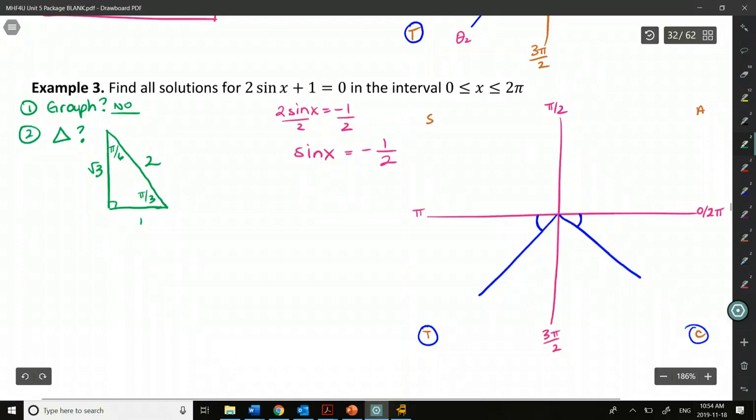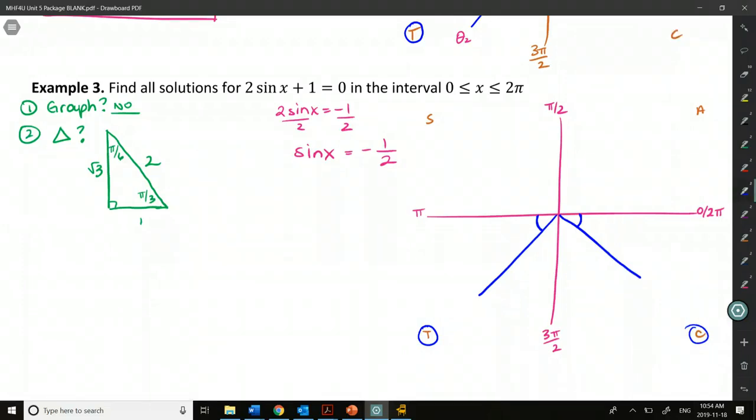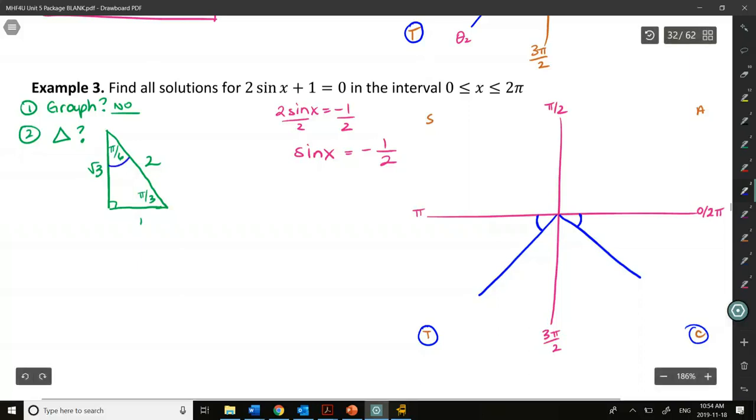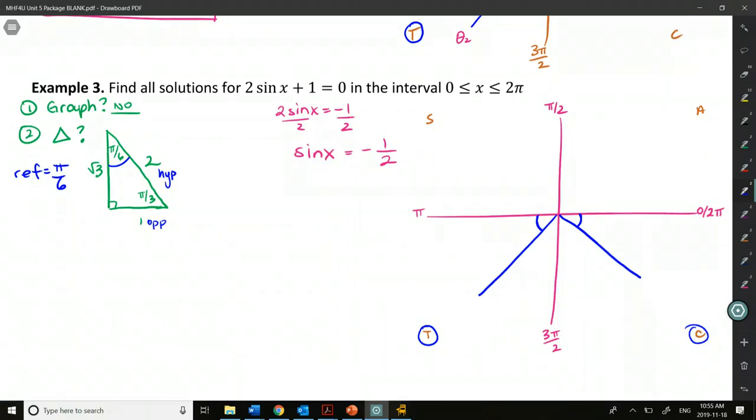Okay, what angle is going to give us an opposite over a hypotenuse of 1 over 2? I need an opposite over a hypotenuse. Pi over 6, that's right. So my reference angle is pi over 6 because that would give me an opposite over a hypotenuse of 1 over 2. And because we're talking about sine, that's the ratio it's giving me, opposite over hypotenuse.